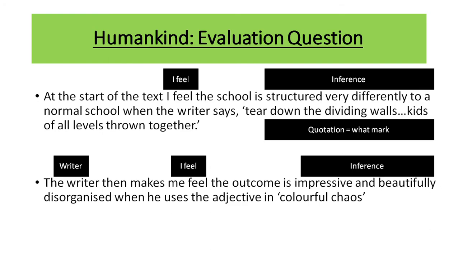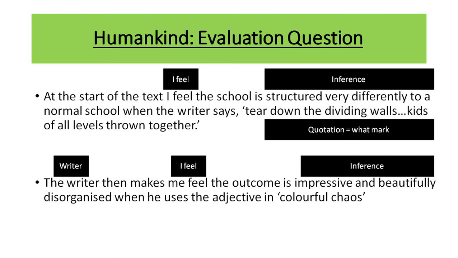The word beautiful is an inference from colourful, that we generally associate something that's colourful as being beautiful or attractive. And then the disorganised is where the chaos comes in. But I think the phrase beautifully disorganised really pins down what is meant by colourful chaos. It's not organised, everything's everywhere, but it's beautiful. It's something that's attractive and appealing to him as a writer, and therefore me as a reader.